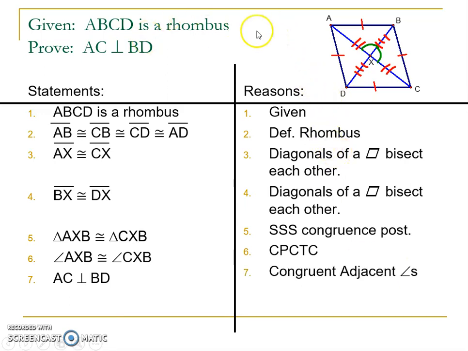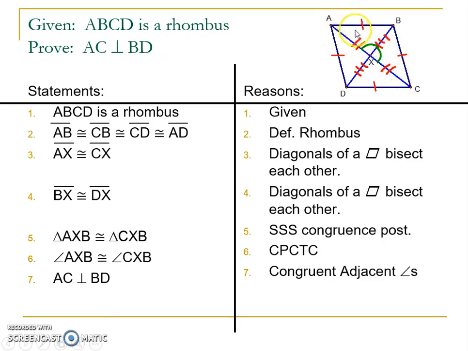Then AC, right here, is perpendicular to BD because of congruent adjacent angles. So, if you look at this proof, you have this side, this side, this side, this side, they are all equal to each other. This side and this side are congruent, and this is what they share. And this bisect here is a diagonal.